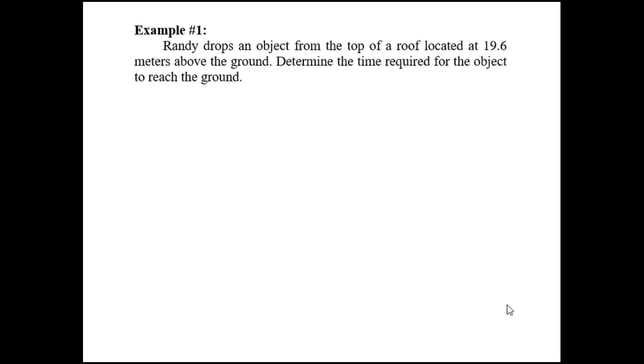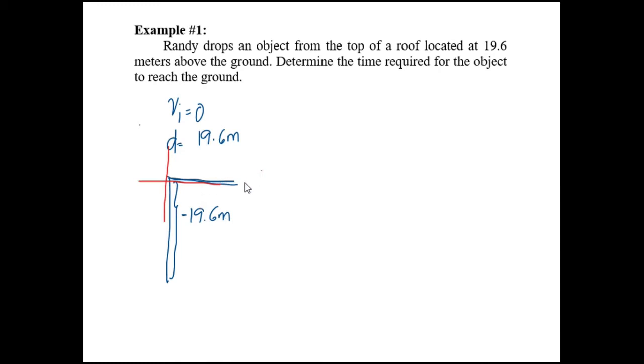Okay, so let us solve example number 1. Randy drops an object from the top of a roof located at 19.6 meters above the ground. Since the object is dropped, the initial velocity is equal to 0, and the distance that it has to travel is 19.6. Here we have the reference point. Since it started at this point, let's have y equal to 0. So the distance downward is negative 19.6 meters.